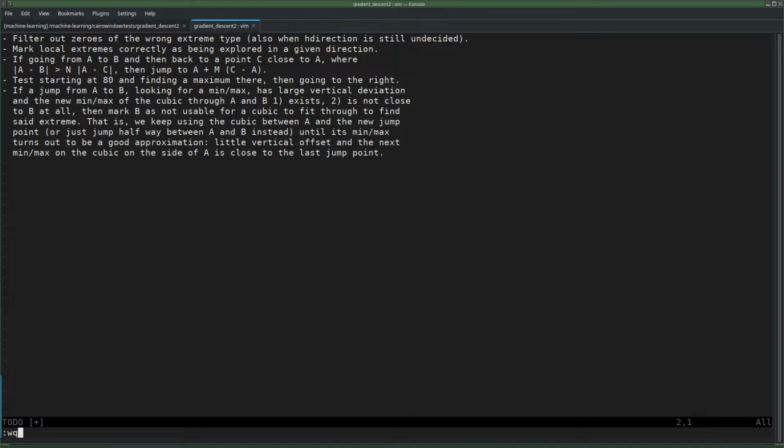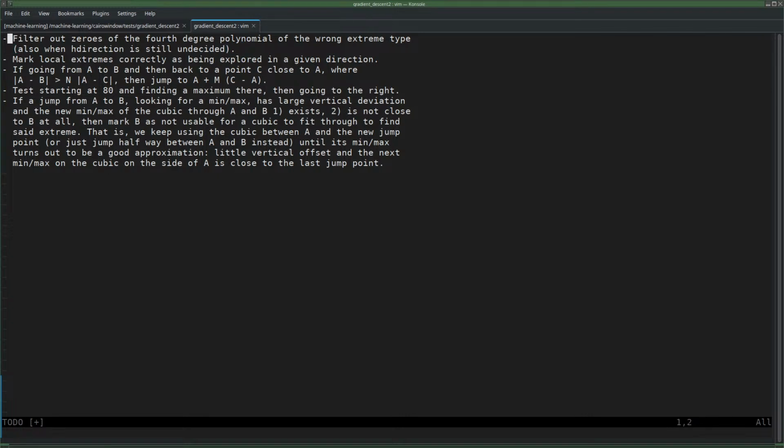Filter out the zeros of the wrong extreme type, also when the direction is still undecided. And that applies to the zeros that you find, of course. We filter out the zeros of the fourth degree polynomial. It's not a zero at all. Actually, I should stop calling these things zeros everywhere. These are extremes.